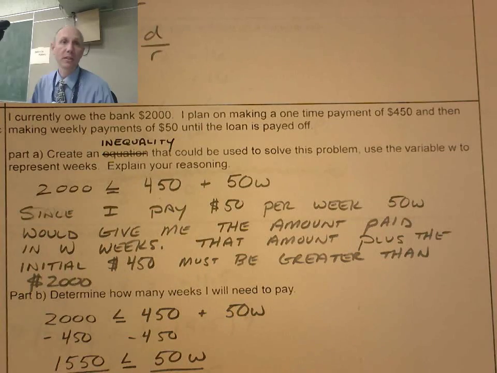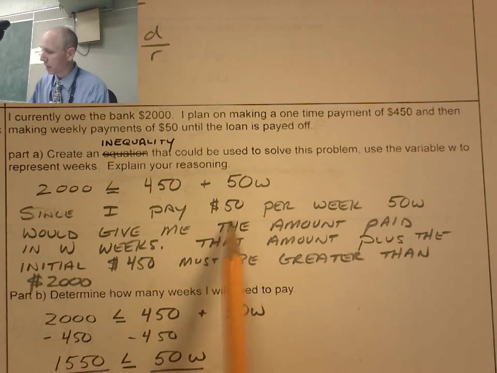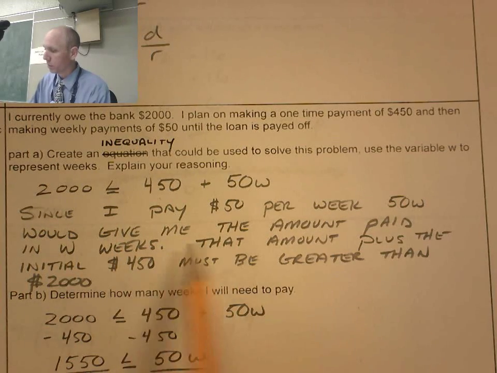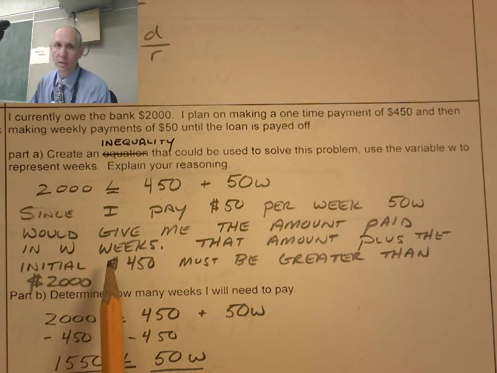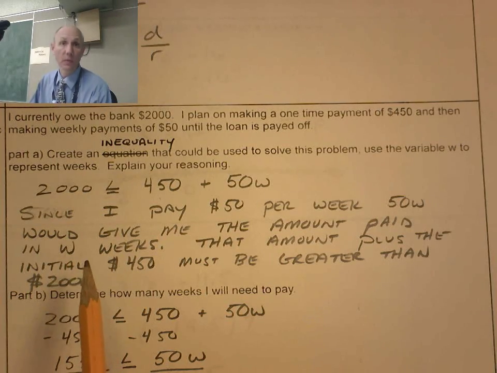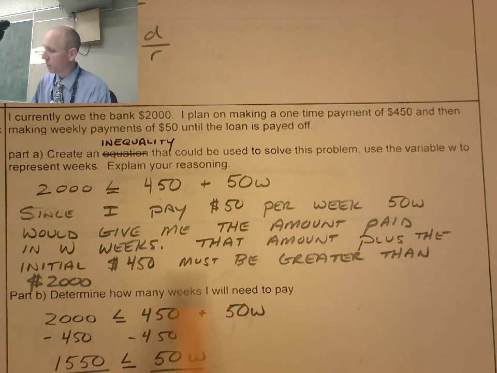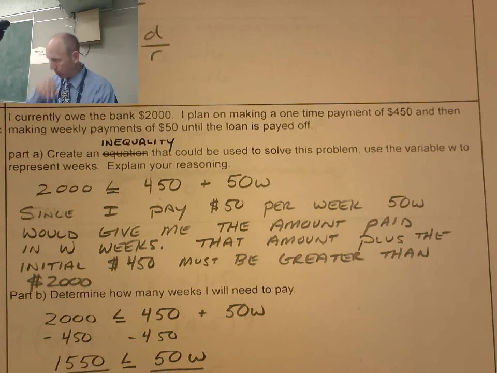And now it says explain the reasoning, and that's probably the most difficult part, this explanation. So since I pay $50 per week, 50W would give me the amount paid in W weeks, right? 1 week, $50, 2 weeks, $100, 3 weeks, $150, W weeks, 50W. That amount plus the initial 450 must be greater than the 2,000. And then determine how many weeks I will need to pay.